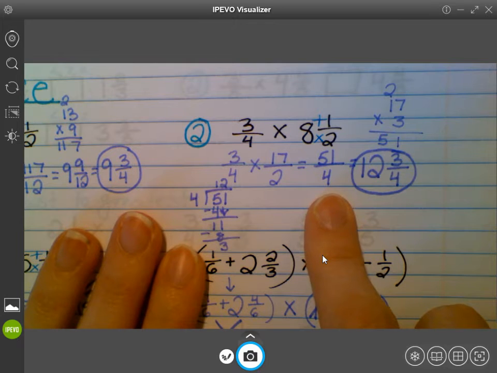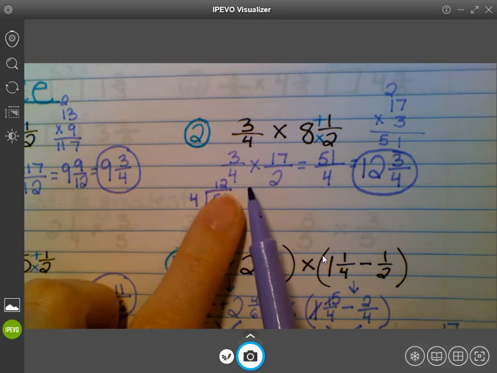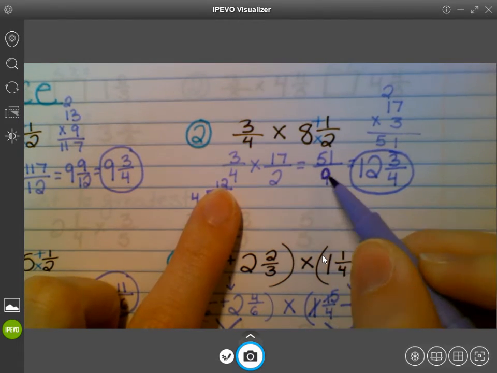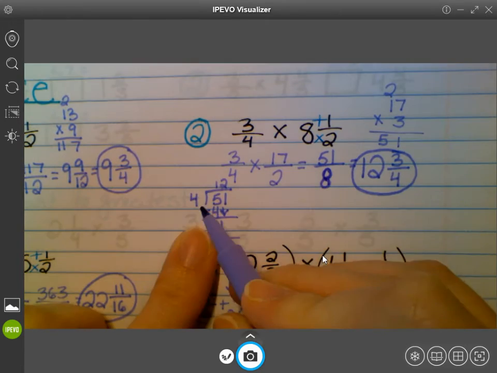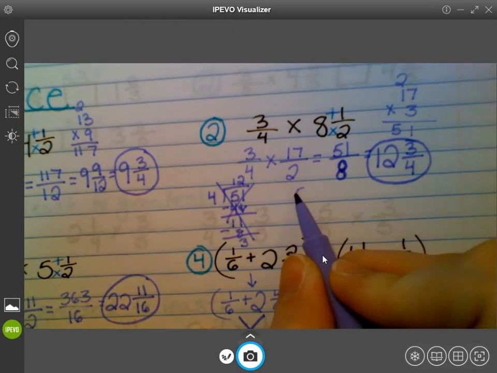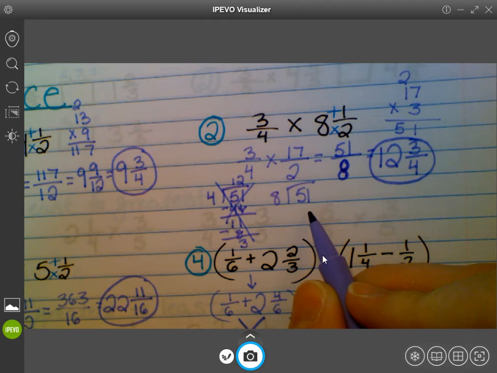But I would have to simplify that. I think I accidentally did... I was thinking 2 times 2 here instead of 4 times 2. So technically, it would be 8. So then we would actually ask, how many times does 8 go into 51? How many times does 8 go into 51, 5th grade?